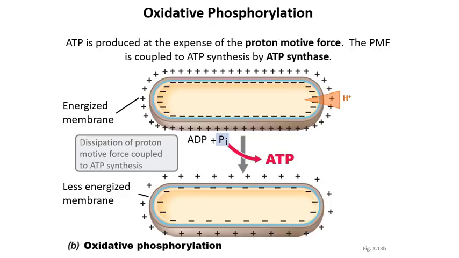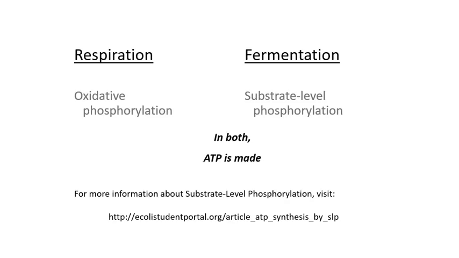This is different from what happens during respiration, which is oxidative phosphorylation. In this metabolic reaction, ATP is produced via the proton motive force. You can see that a proton gradient is created. We'll talk more about how this happens in a bit. This proton gradient powers the proton motive force, which is used to power ATP synthase, which makes ATP. However, in both the case of respiration and fermentation, ATP is made. So oxidative phosphorylation and substrate-level phosphorylation are each types of catabolism. If you would like more information about substrate-level phosphorylation, this is a great website to visit.